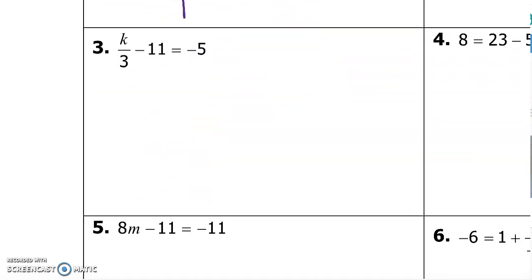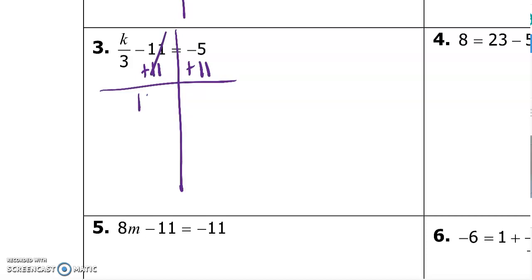Number 3, we notice we have a 3 and an 11 to get rid of. So the 3 is what's being divided by, and then we have the 11 that we're subtracting. So we need to get rid of the 11 first. So we need to add 11 to both sides. Those cancel. You're left with k over 3 equals 6. That means k divided by 3, so to undo divide by 3, we need to multiply by 3. k equals 18.